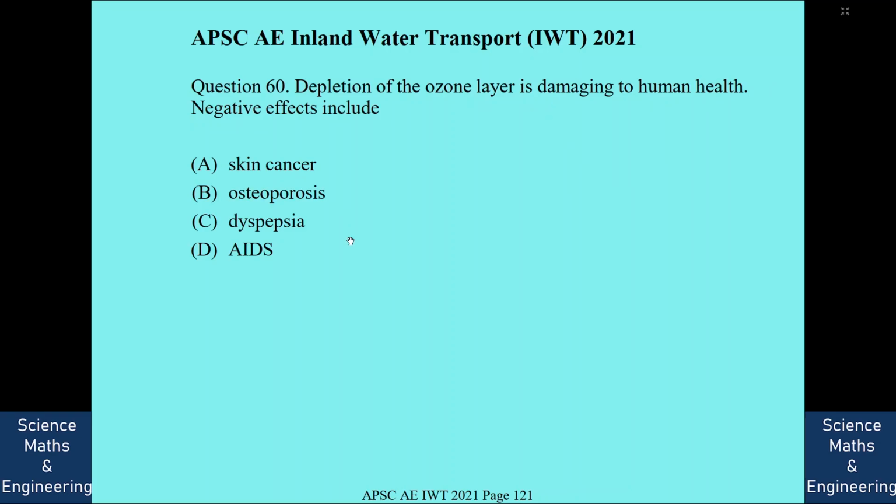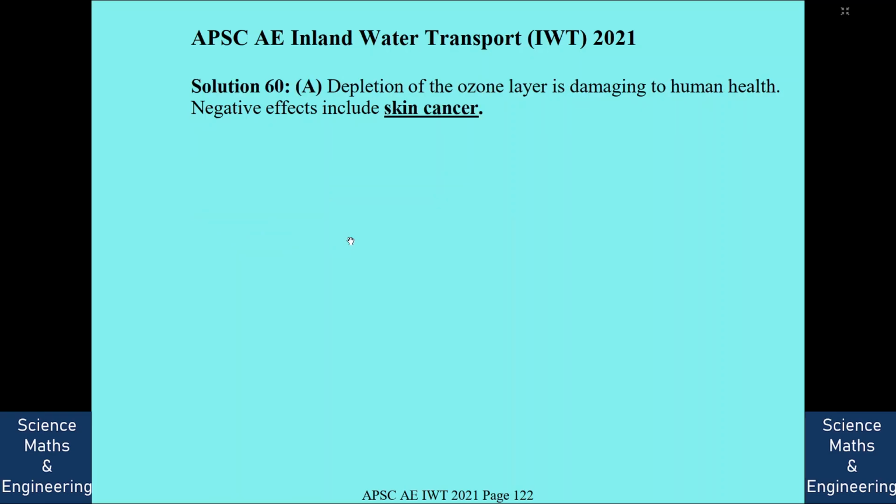Depletion of the ozone layer is damaging to human health. Negative effects include A, skin cancer, B, osteoporosis, C, dyspepsia, or D, AIDS. So the answer is, depletion of ozone layer is damaging to human health. Negative effects include skin cancer. Okay. Because the ultraviolet rays can now enter our Earth's atmosphere at a much higher level because the ozone layer is depleting. So, these ultraviolet rays can cause skin cancer.